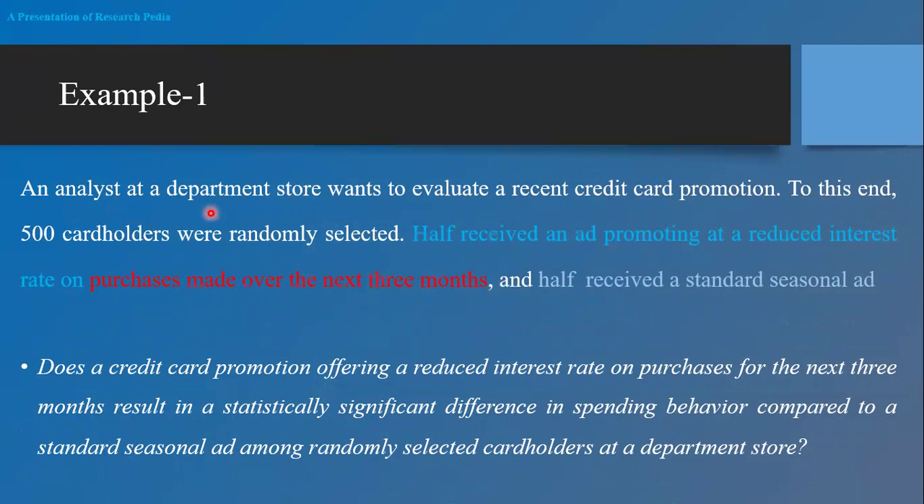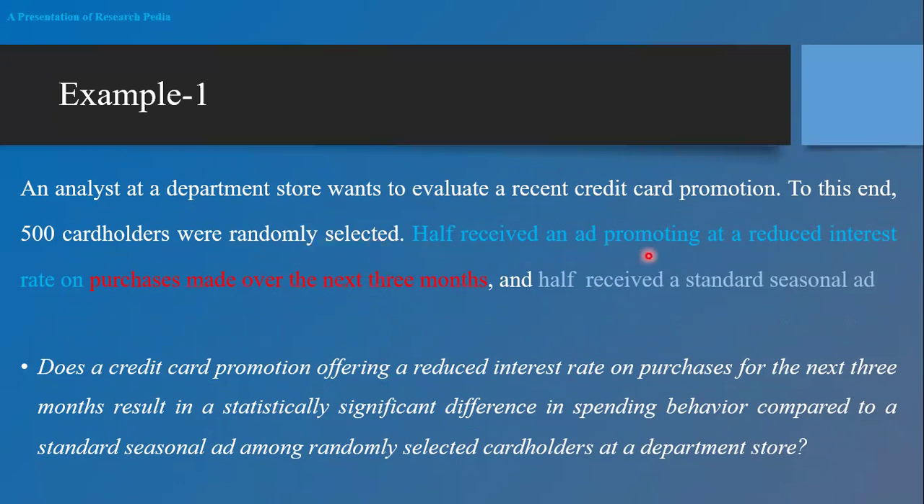An analyst at a departmental store wants to evaluate a recent credit card promotion. To this end, 500 card holders were randomly selected. This is the sample size. If you remember, I told you that your sample size should be greater than 30. If it is greater than 30, it means your data is normally distributed. In this case, we don't need to check the normality because it is assumed that the data is normal. So 500 card holders were randomly selected.